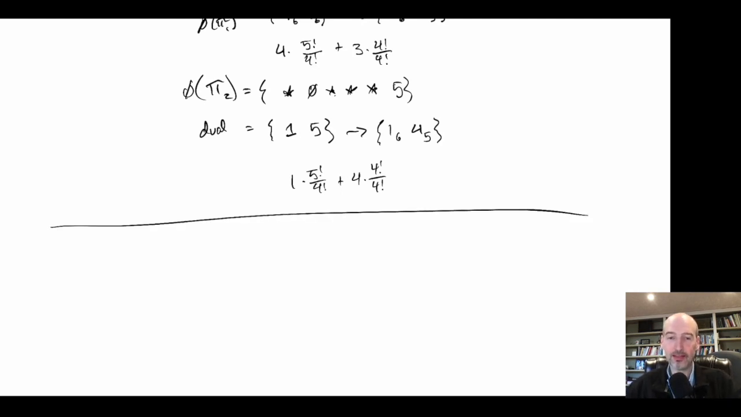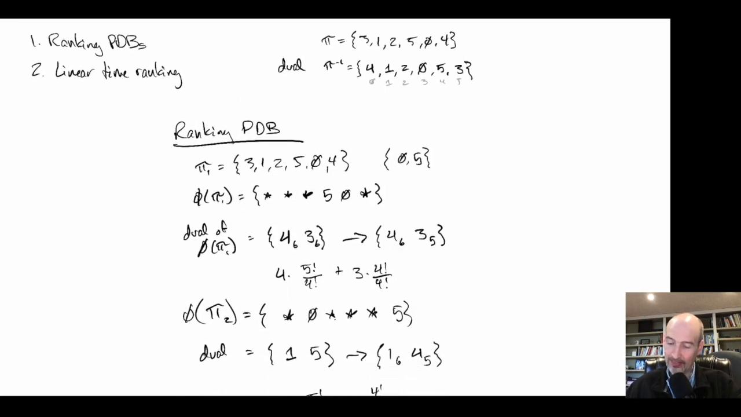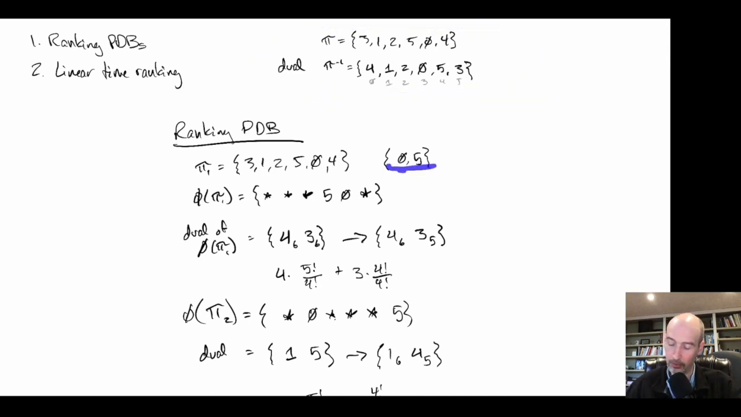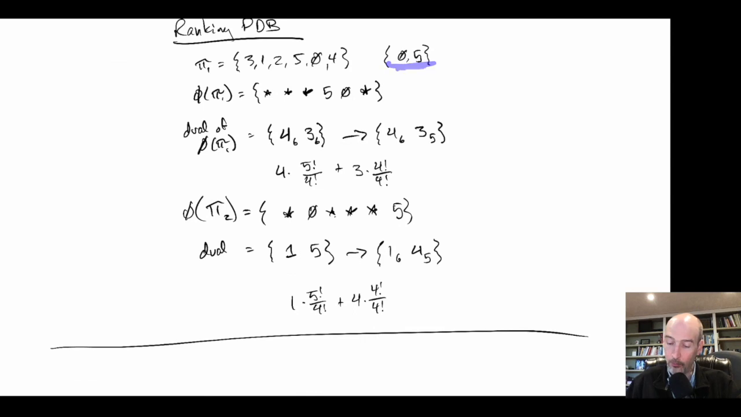Okay, so what that gives us is, for a pattern database, we see that if we understand what the dual is, we can use the dual to take our pattern and convert it into a set of locations. When we get this compact set of locations, we can convert this to a mixed radix format. And when we get the mixed radix, then we can directly compute the rank of a particular state.